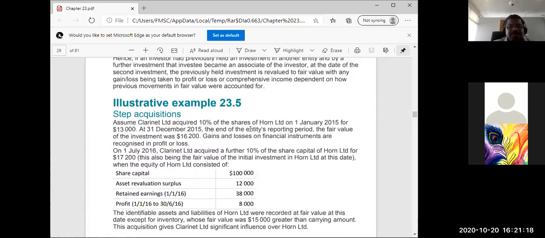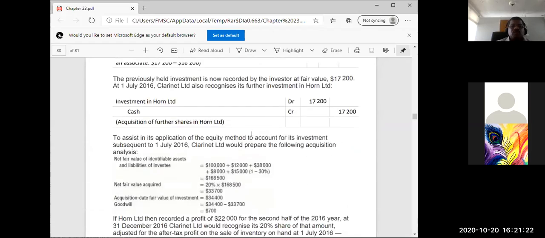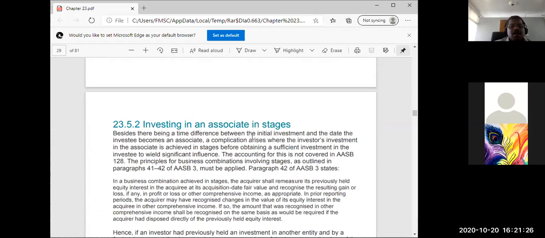What shall we do? Yes, we will do this and finish it off. We'll finish it off from this: investing in an associate in stages. You know the meaning of associates.